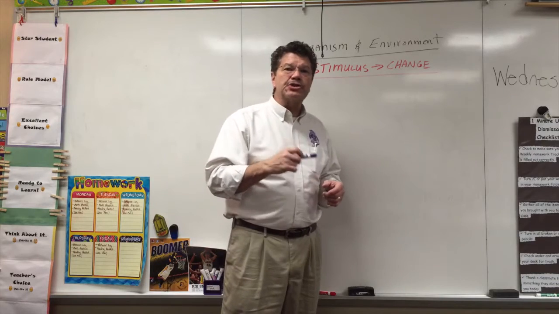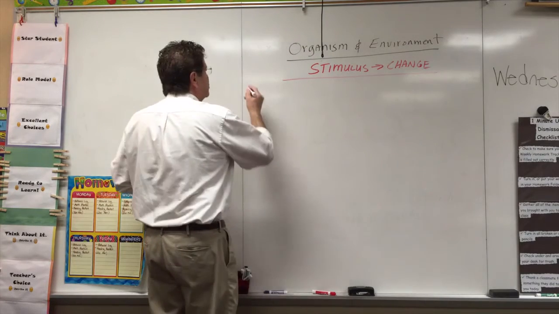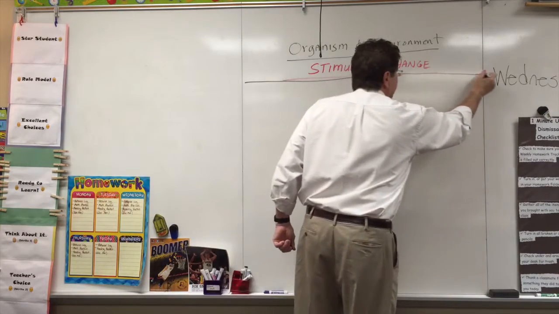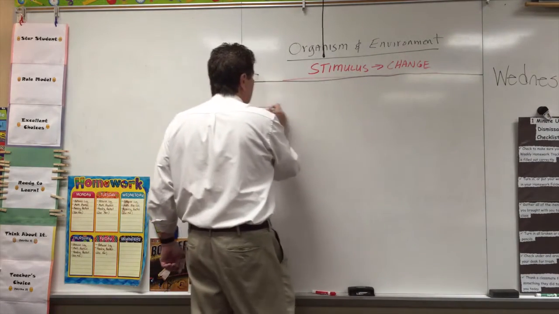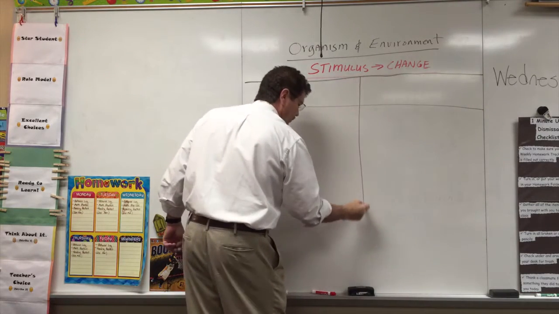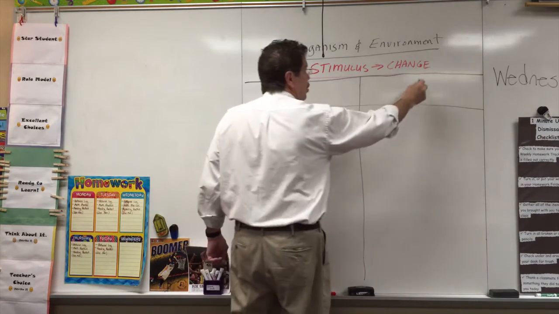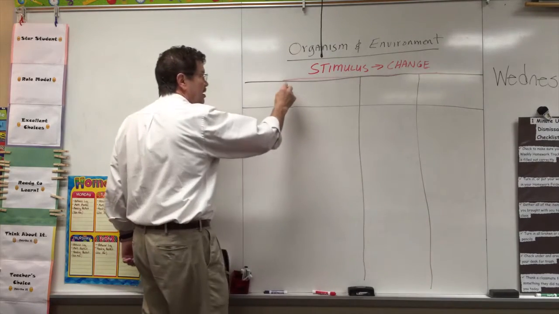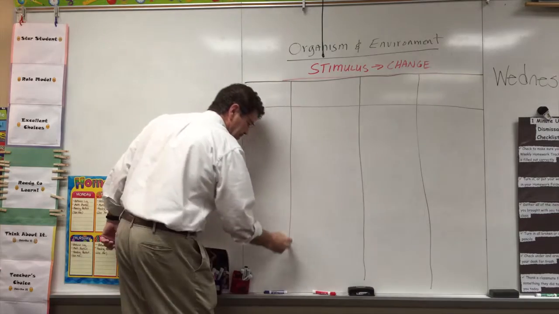Go ahead and draw this chart on your paper. So draw straight across, and we're going to have 4 big sections. Use the whole part of your paper, because we're going to look for examples of how organisms change when a stimulus comes, okay?